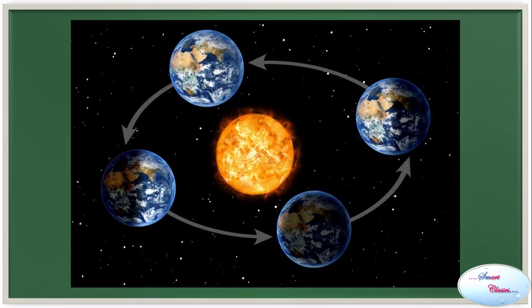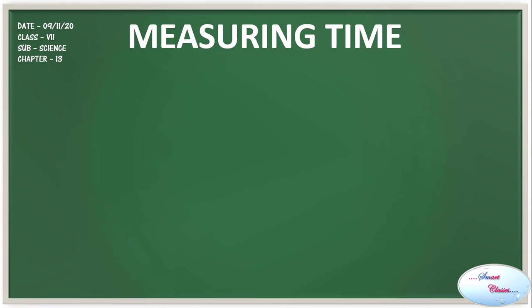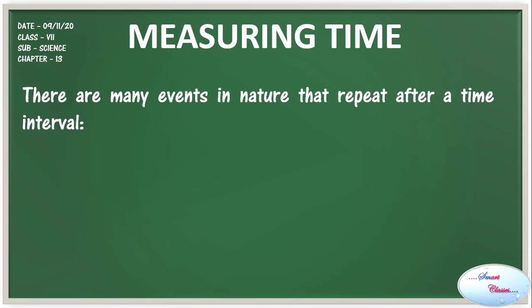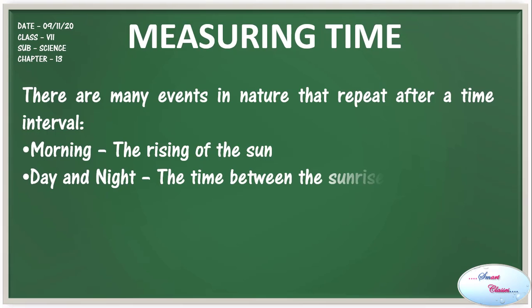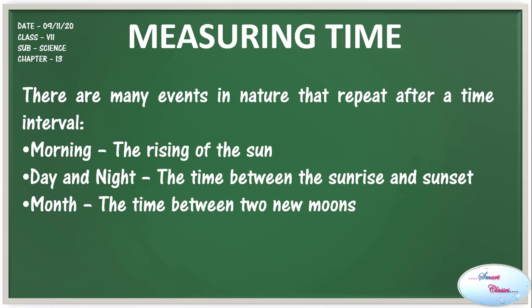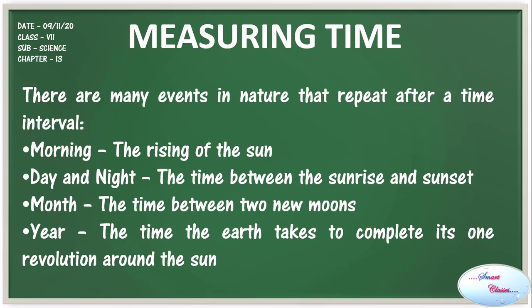There are many events in nature that repeat after a time interval, such as morning: the rising of the sun. Day and night: the time between the sunrise and sunset. Month: the time between two new moons. Year: the time the earth takes to complete its one revolution around the sun.